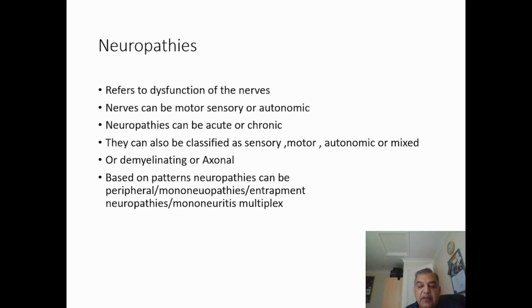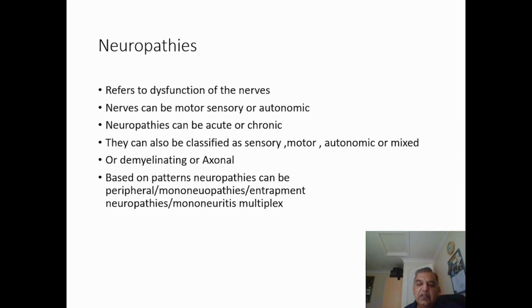They can also be classified as sensory, as mentioned, motor, autonomic, or mixed. More importantly, they can be either demyelinating, where the myelin, which is the covering of the nerve, gets involved and in a way peels off either almost completely or in patchy bits, and this is usually secondary to an immune insult, as in the GB syndrome. Or it can be an axonal neuropathy, which is basically the axon of the nerve itself gets damaged due to various conditions.